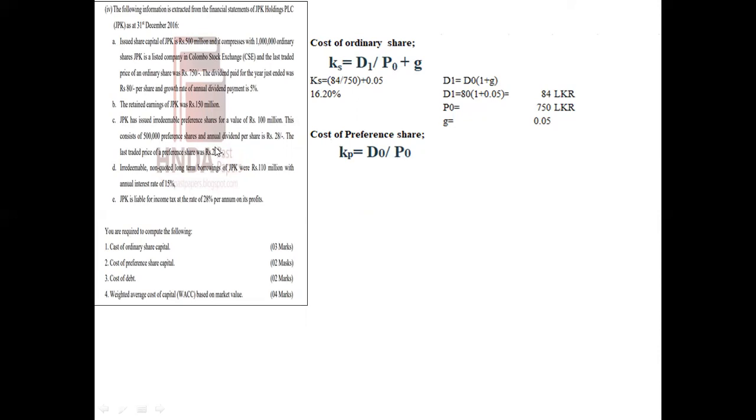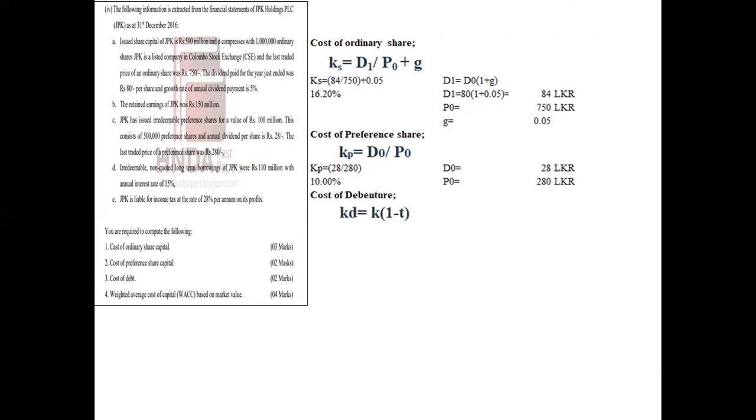So here, what is the value of D0? D0 is 28. How to identify it? It's given: annual dividend per share is 28. The last traded price is 280. It's easy. Now Kp, the cost of preference shares, is 10%: 28 divided by 280, dividend divided by the market value of the share.